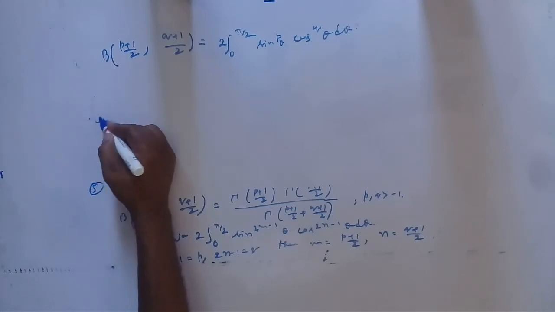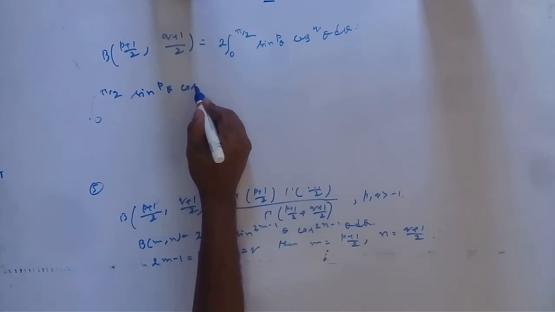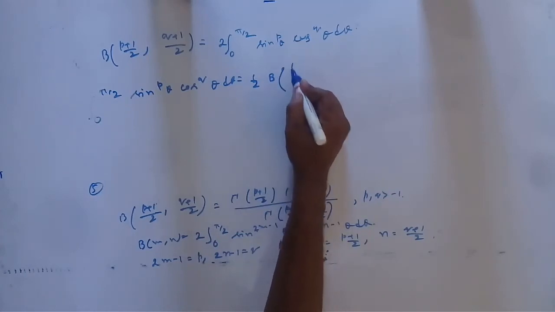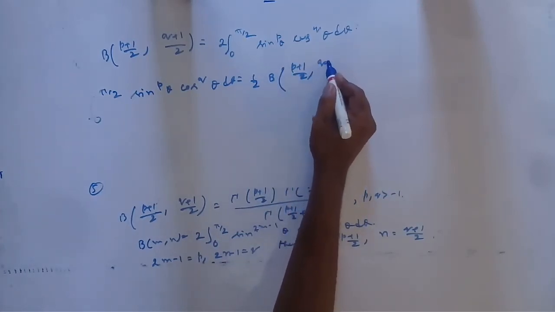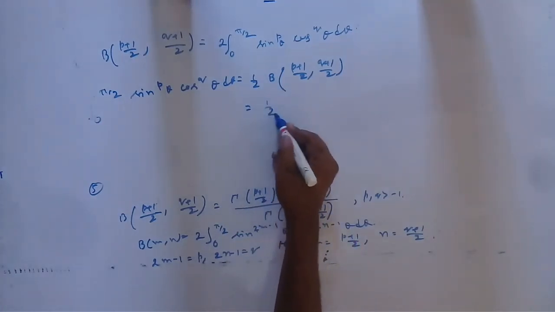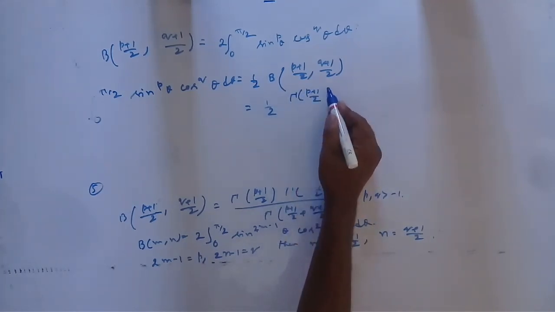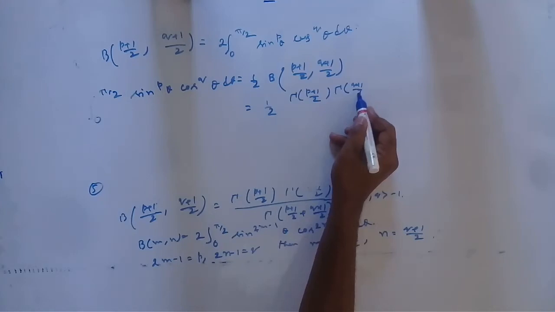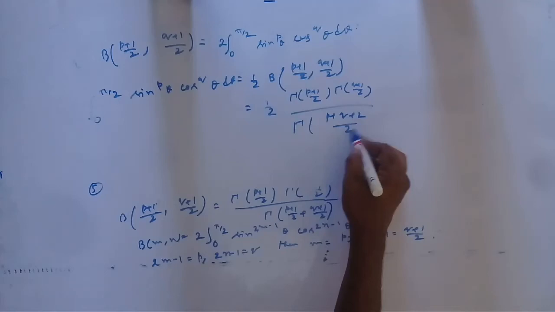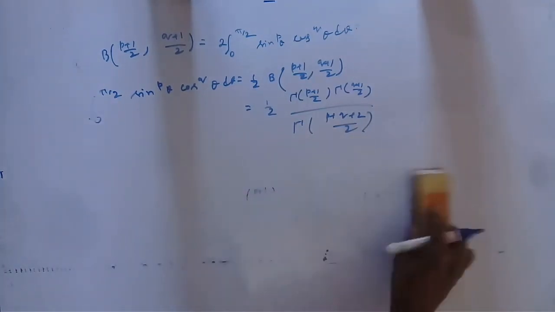Note that integration 0 to pi by 2 sin to the power p theta cos to the power q theta d theta equal to half into beta of ((p plus 1) by 2, (q plus 1) by 2). Applying the relation between beta and gamma function, we can write half into gamma((p plus 1) by 2) gamma((q plus 1) by 2) by gamma of (p plus q plus 2) by 2. Okay. Now I will discuss the last property of beta function.